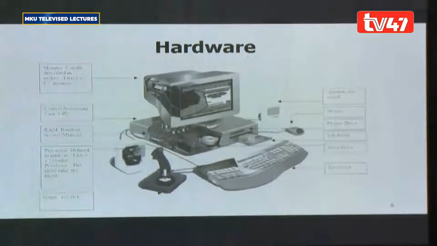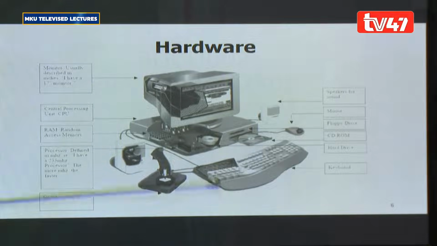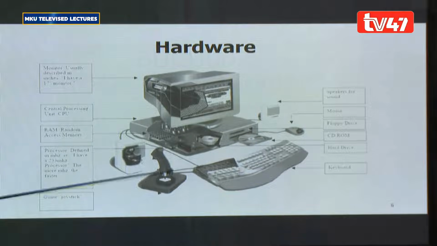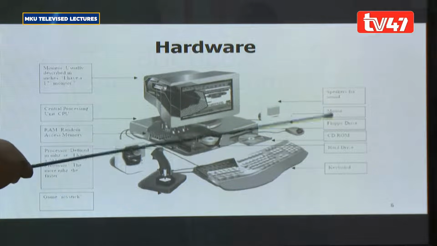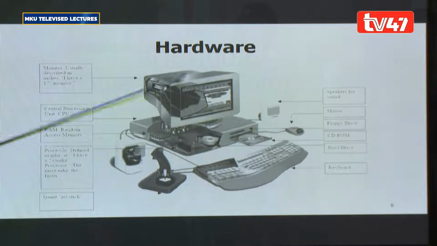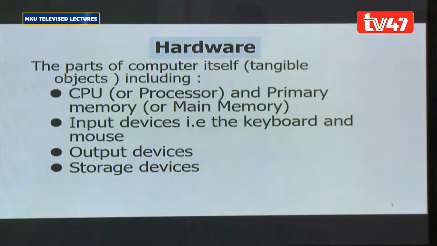Hardware can be things like a monitor, a central processing unit, RAM, a processor, a joystick for those gamers, and then we have the speakers, the mouse, the floppy drive, the CD-ROM, the hard drive, and the keyboard. The hardware can be divided into four major elements. The first part is the CPU, in brackets, the processor.